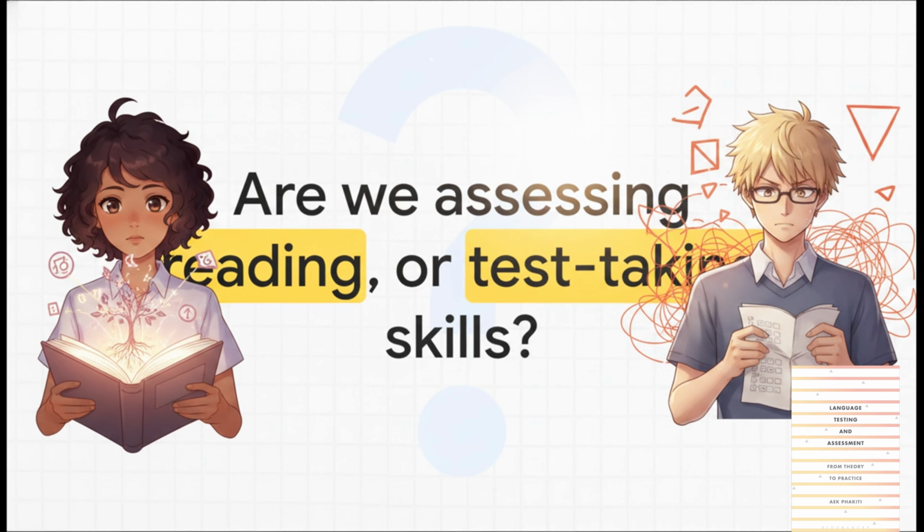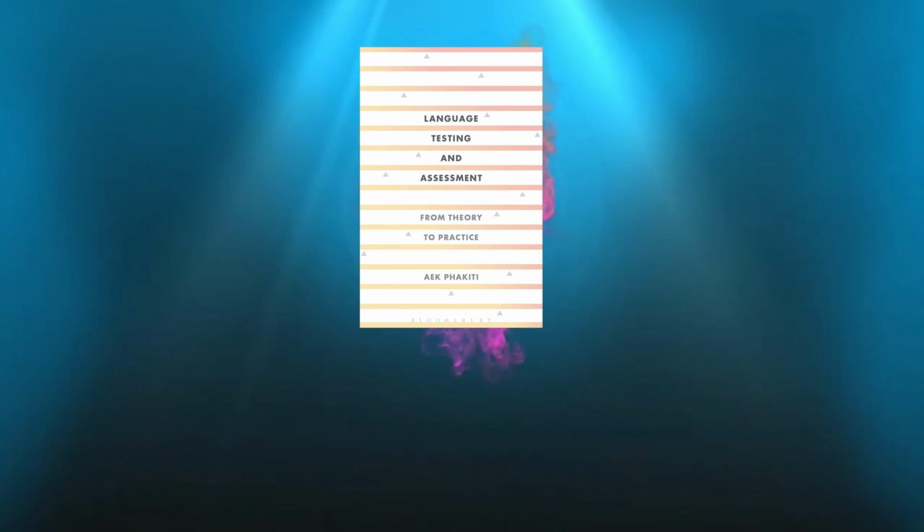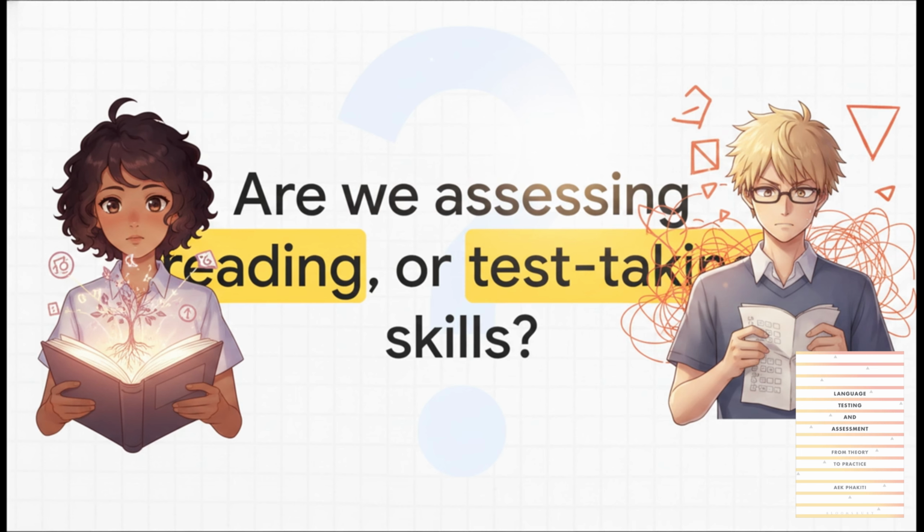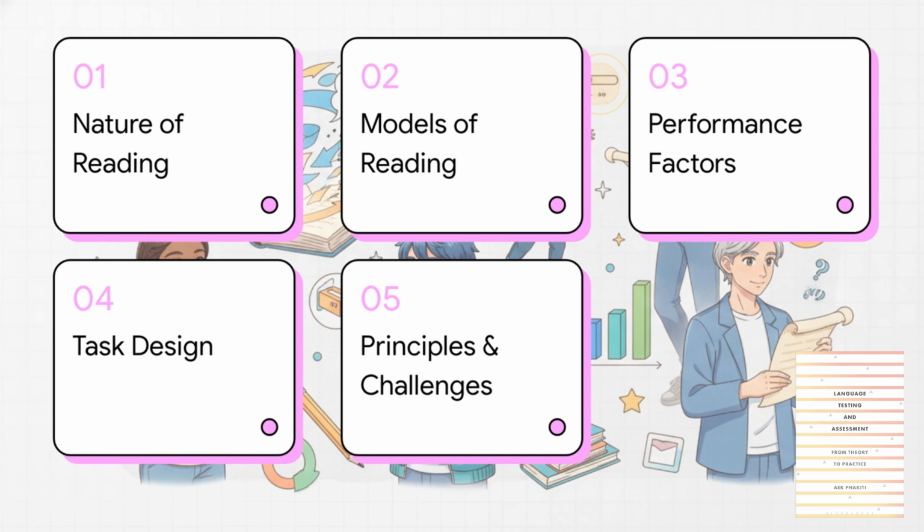That is such a common and, frankly, profound realization for early career educators. To fix it, we really need to completely deconstruct what it actually means to read and how we effectively measure that specific construct. So, to help Tom audit his tests, here is our roadmap for today. We're going to systematically cover the nature of reading, look at some cognitive models, examine hidden performance factors, dive into task design, and wrap up with overarching principles and digital challenges.